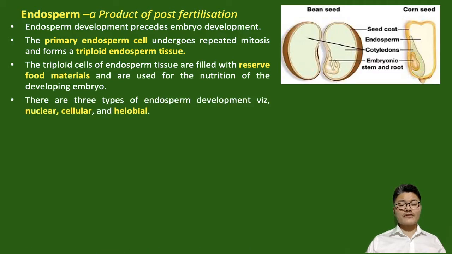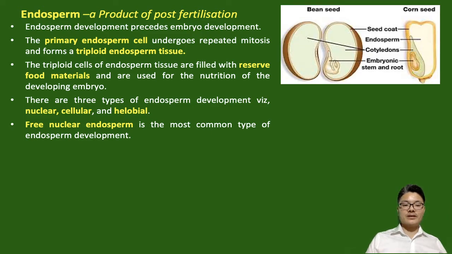There are different ways of development of endosperm. Endosperm usually develops in three different manners. They can be nuclear endosperm development, or cellular endosperm development, or it can be helobial endosperm development.